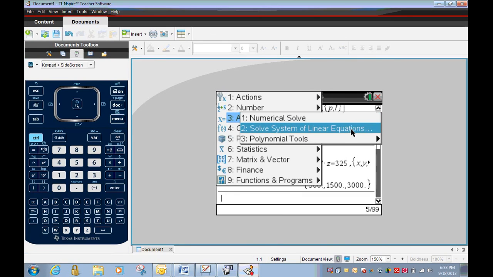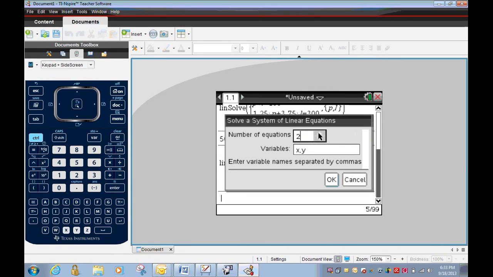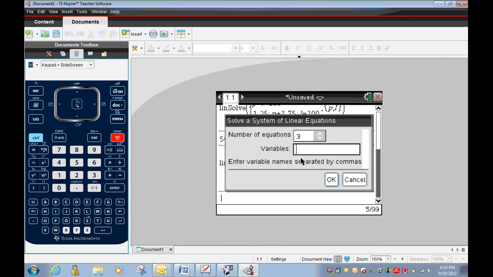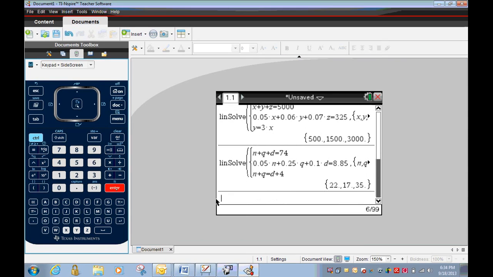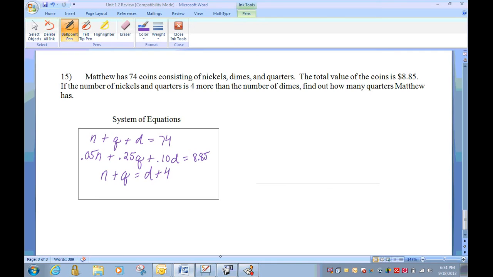Menu, algebra, solve systems of linear equations. 3 variables, and this time we're using N, Q, and D for nickels, quarters, and dimes. Remember, we're separating them by a comma. You hit OK, and then we go ahead and type in our equation. Okay, and then we hit enter, and you realize that he has 22 nickels, 17 quarters, and 35 dimes. And the question is asking how many quarters he has, so it's 17 quarters.